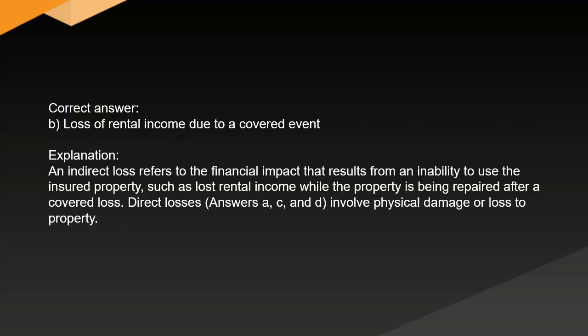Correct answer. B. Loss of rental income due to a covered event. Explanation. An indirect loss refers to the financial impact that results from an inability to use the insured property, such as lost rental income while the property is being repaired after a covered loss. Direct losses, answers A, C, and D, involve physical damage or a loss to property.